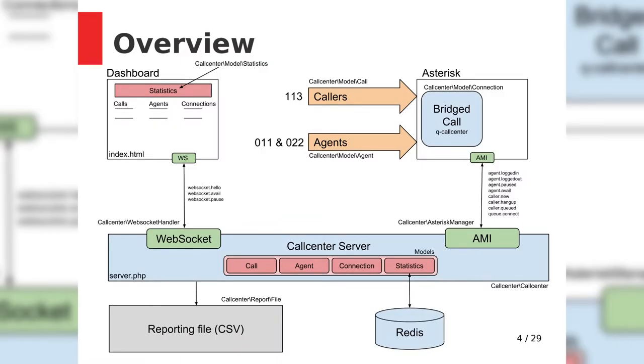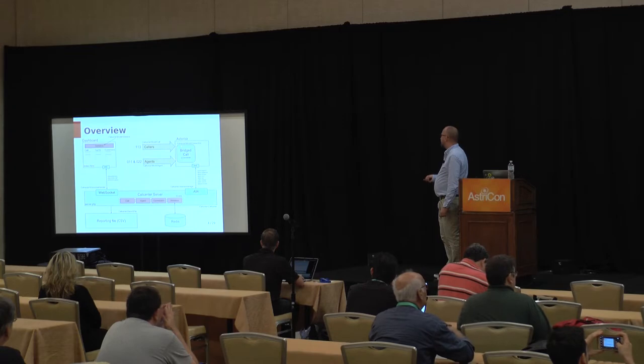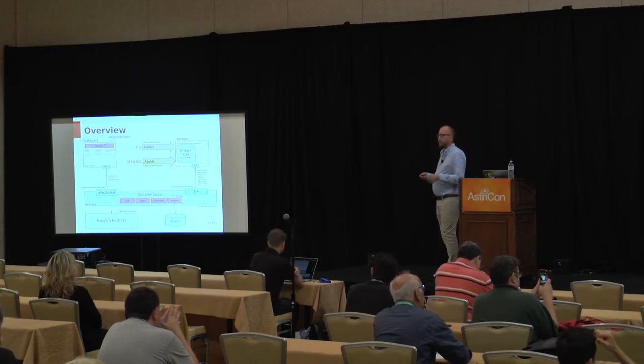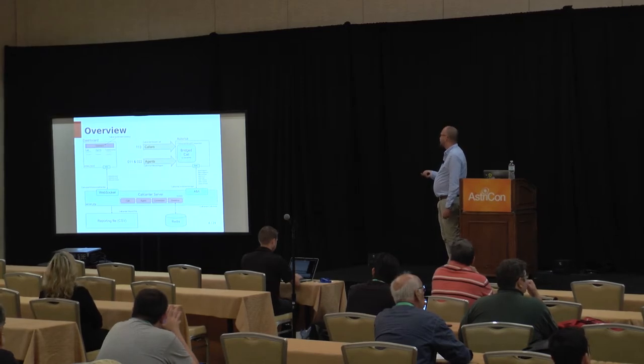The overview of the solution is that we have a dashboard in HTML and JavaScript, which has a WebSocket connection to our server. From the Asterisk part, we connect with the manager interface. Then we have our callers and our agents calling in. I just create the peers automatically, so anybody that calls 011 becomes an agent, and you can also log off with 022.